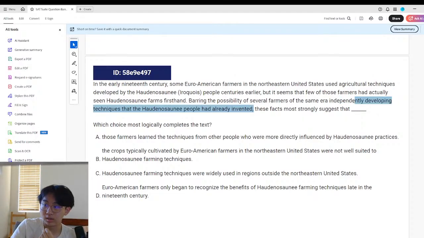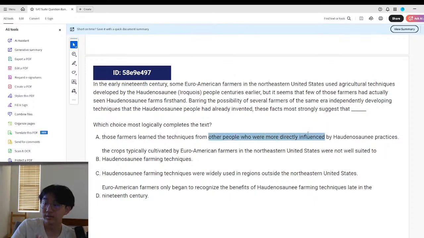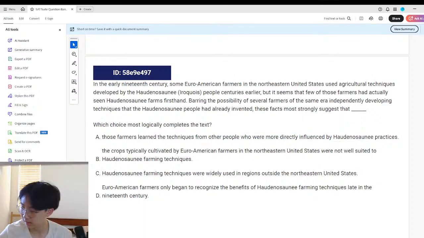This is basically the same thing as option D, but it adds on that other people were more influenced. There were people who were more directly influenced by the Haudenosaunee practices. So that's the answer, A.